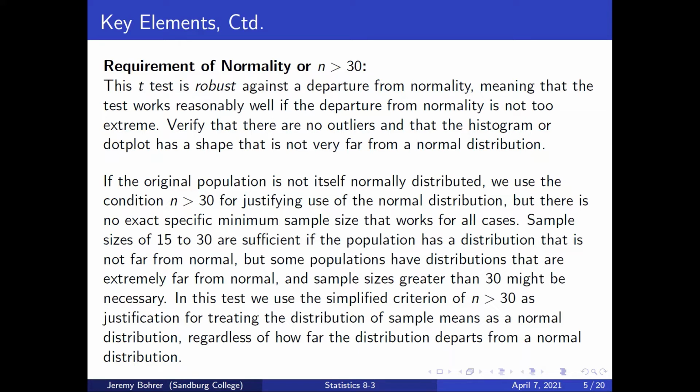If the original population is not itself normally distributed, we use the condition n is greater than 30 for justifying use of the normal distribution. But there is no exact specific minimum sample size that works for all cases. Sample sizes of 15 to 30 are sufficient if the population has a distribution that is not far from normal, but some populations have distributions that are extremely far from normal, and sample sizes greater than 30 might be necessary. In this test, we use the simplified criterion of n is greater than 30 as justification for treating this distribution of sample means as a normal distribution, regardless of how far the distribution departs from a normal distribution.